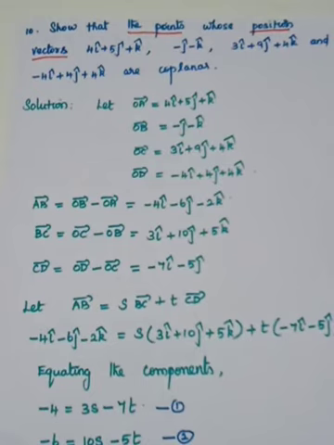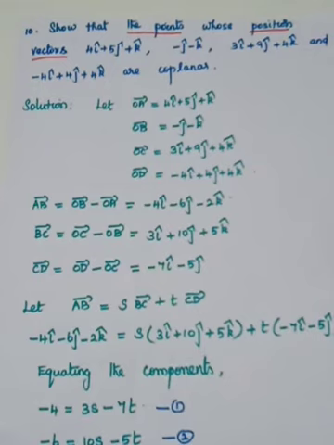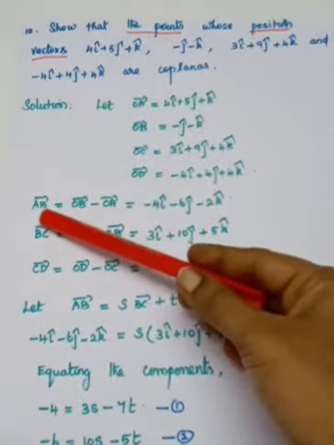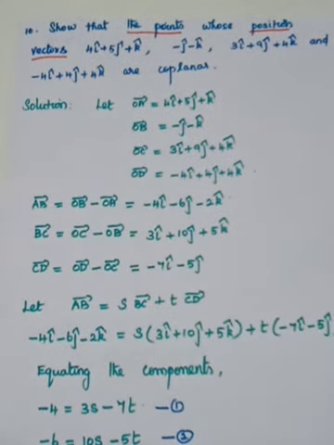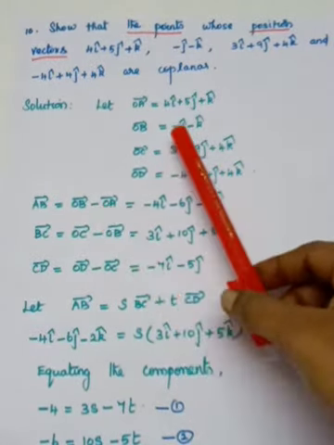From that, you have to find any 3 vectors. Either you can find AB vector, BC vector, CD vector, or AB vector, AC vector, AD vector. Here I have taken AB vector, BC vector, CD vector. Using the 4 position vectors, we are going to find 3 vectors. Okay, so AB vector, how can you write any vector? That is position vector of the second point minus position vector of the first point. That is OB vector minus OA vector. So you have to do the subtraction.